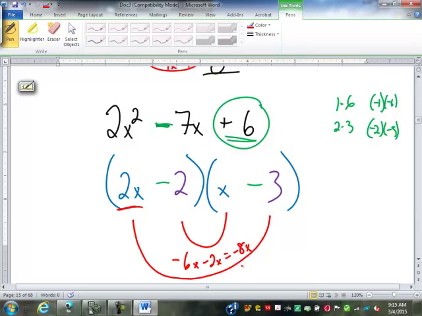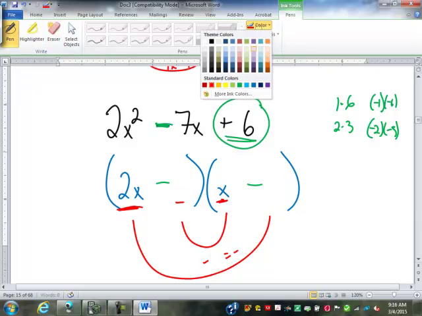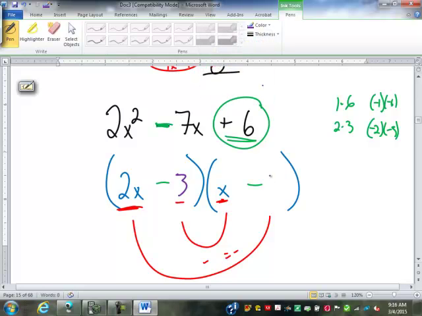No. In this case, because it isn't just x and x, it's 2x and x, or 2x and 1x, if you want to look at it that way, the order that we put these in matters. So we're going to put the negative 3 first, and the negative 2 last. Now 2x times negative 2 is a negative 4x, and negative 3 times x is a negative 3x, which makes negative 7x, which is what we wanted.